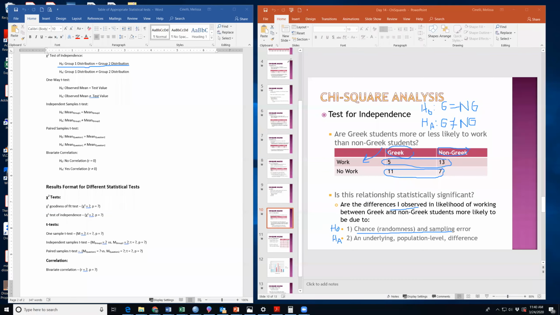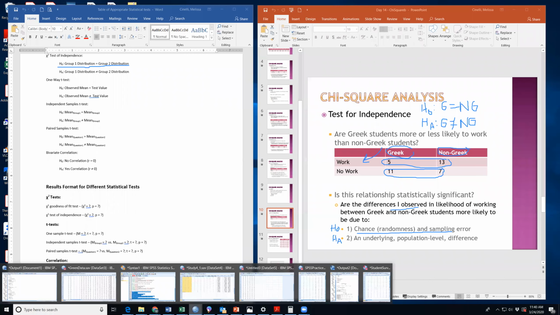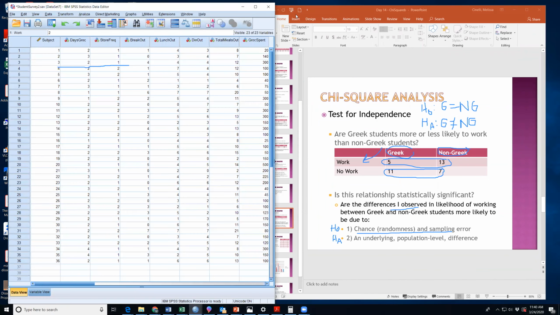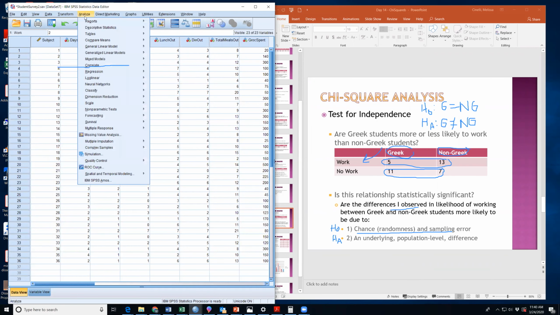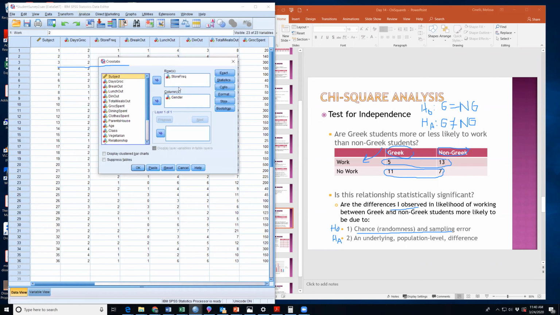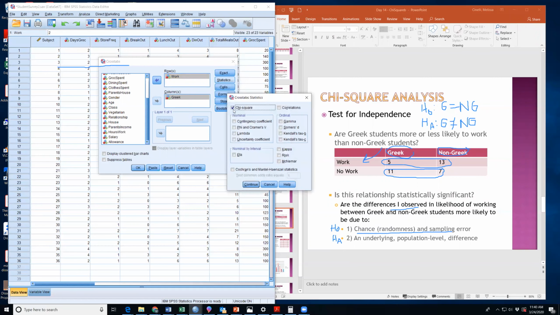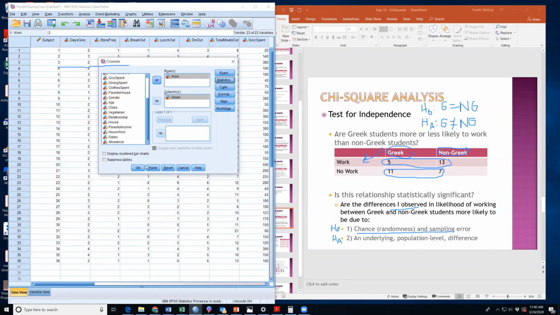In order to learn which one of these is more supported, we have to go to SPSS and do the analysis. So we go to Analyze, Descriptive Statistics, Crosstabs. Our predictor variable now is not gender. It is whether or not students are in Greek organizations. And our outcome variable is not where they go grocery shopping, but whether or not they work. This will already be checked, but we can click Statistics to double check that the chi-square box is checked. Press Continue and OK.